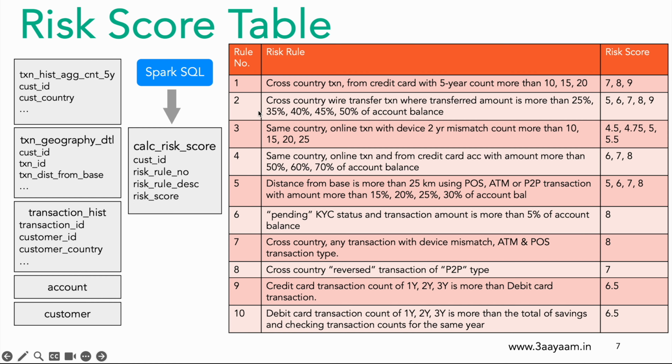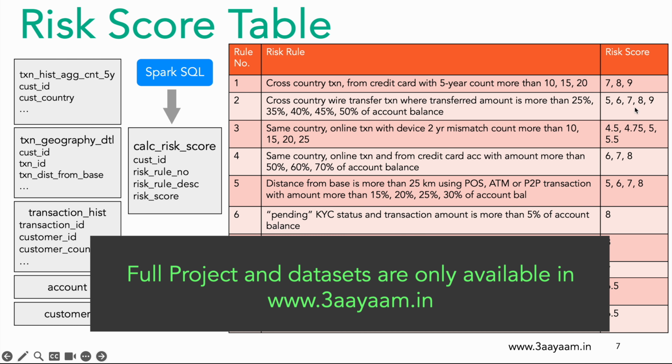Similarly, rule number 2 says cross-country wire transfer transaction where the transferred amount is more than 25% of the account balance, then the risk score should be 5. If it is more than 35% of the account balance, then the risk score should be 6. 45% should have a score of 7 and 50% should have a score of 8 or 9. Anyway, 25% is 5, 35% is 6, and so on. Similarly, there are 10 rules. Rule number 1 to 10, and each customer should have these scores created in their risk score table.